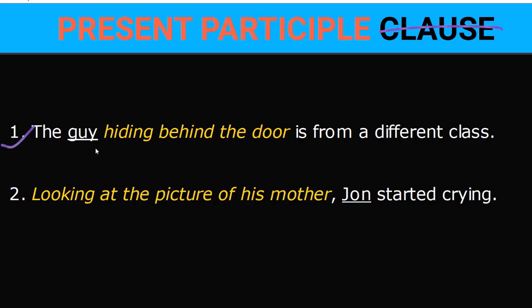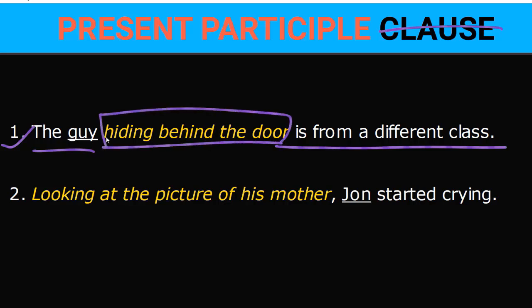Example number one. The guy hiding behind the door is from a different class. The guy is from a different class. Which guy are we talking about? We don't know that, right? Which is what our present participle phrase is going to help us with. The guy, which guy? Hiding behind the door. Who is hiding behind the door? Is from a different class.